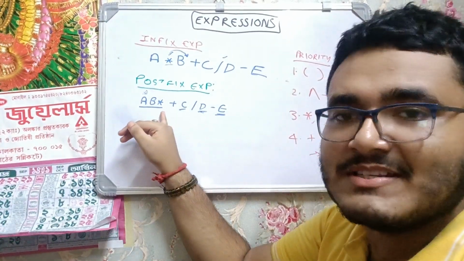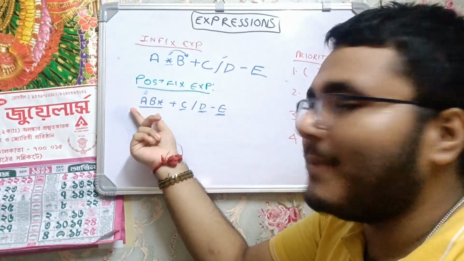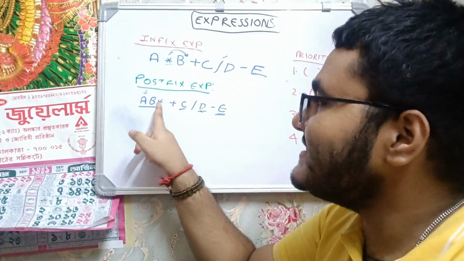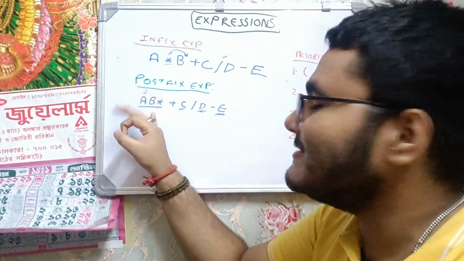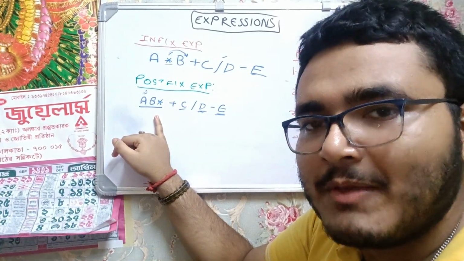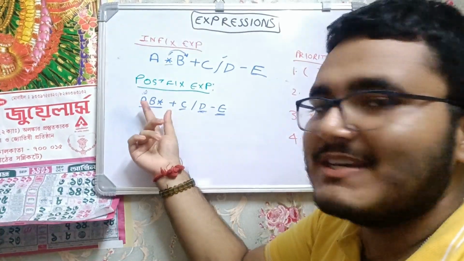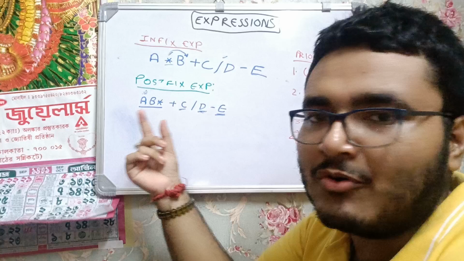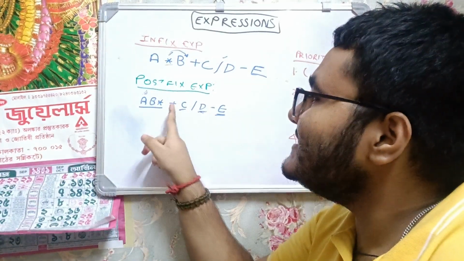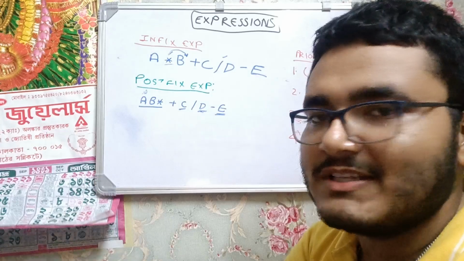Because see, asterisk is no more an operator now. A B asterisk is completely an operand now. Asterisk will no more be considered as an operator. Getting my point? So asterisk A B asterisk is a complete operand now. Now plus, division, minus. These three are the operators left.